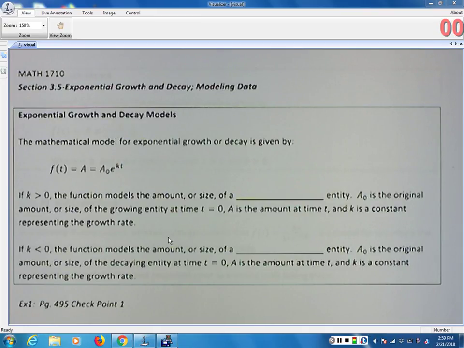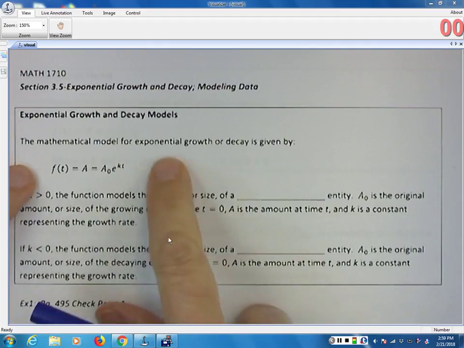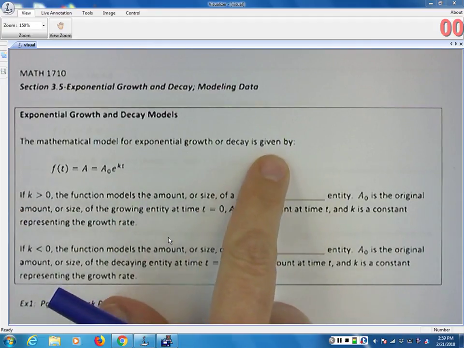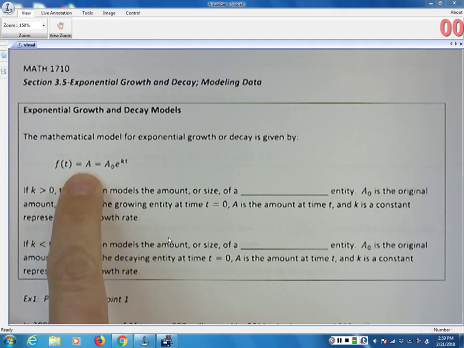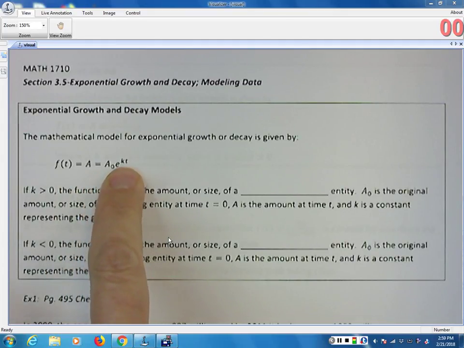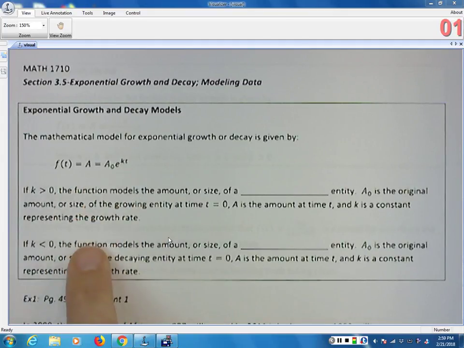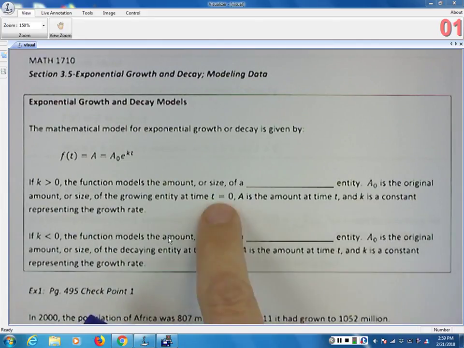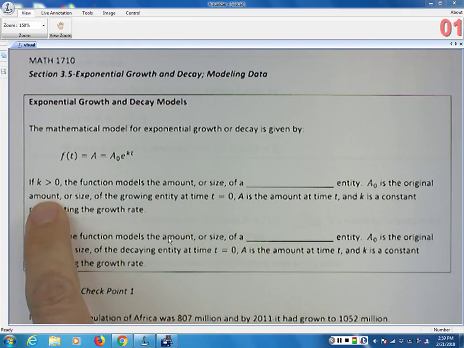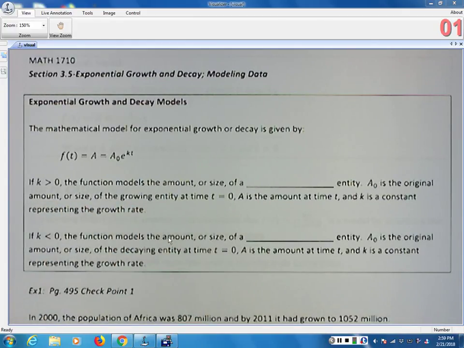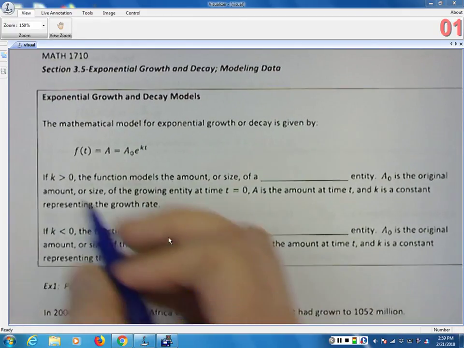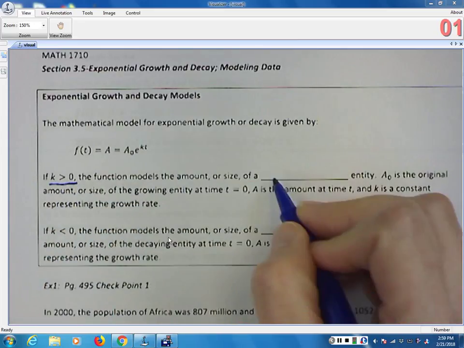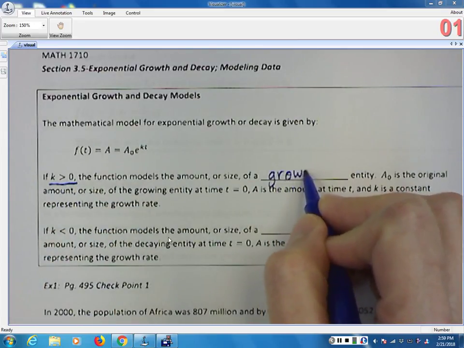All right, so this is exponential growth and decay models, and we just did a problem like this. This is the mathematical model for exponential growth or decay, and it's A equals A0 e to the kt. A0 is the initial amount at time t equals 0. A0 is the original amount or size of a growing entity. If you've got k greater than 0 in this equation, then you have a growing entity.